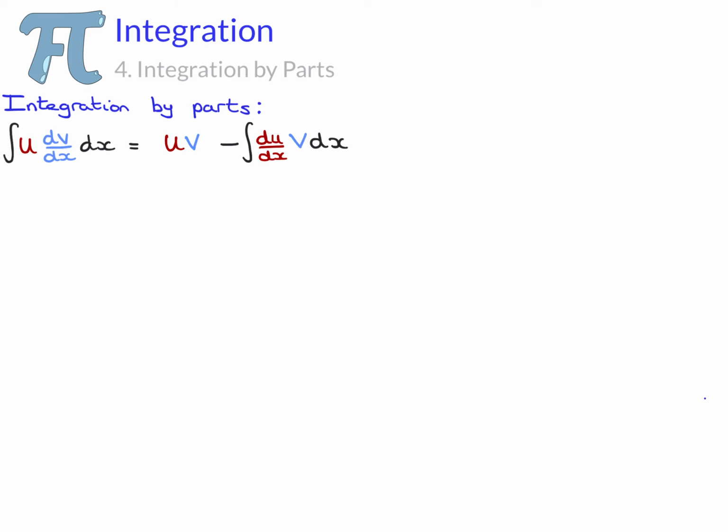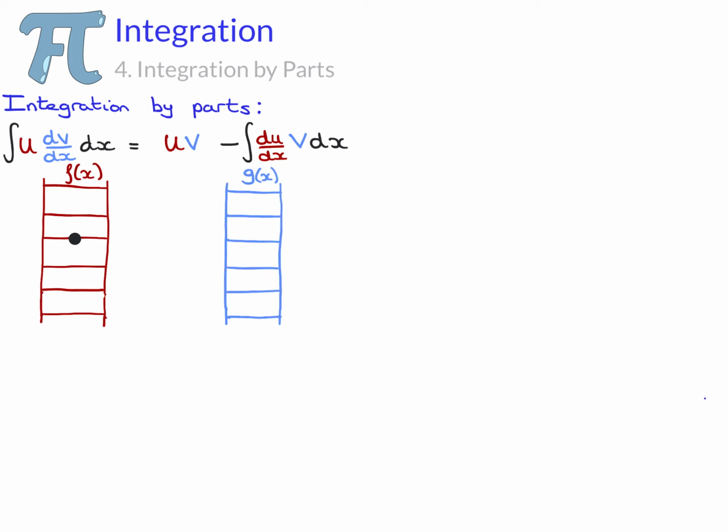This is the integration by parts formula. To explain how we use it, I want to bring back the idea of the function ladder from the first video. A function on the ladder moves down a step when it is differentiated and up a step when it is integrated. Imagine the ladder for each of the functions in the product. We will call one u and one v.